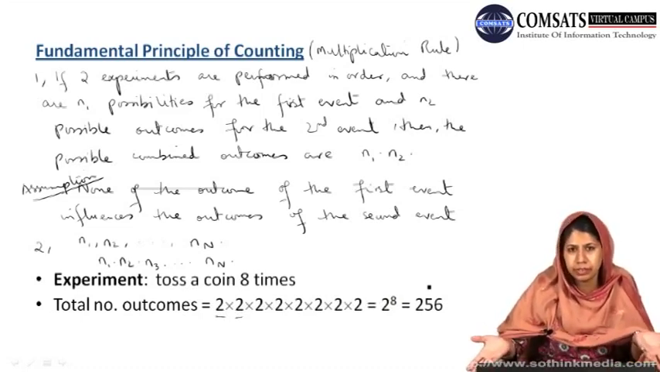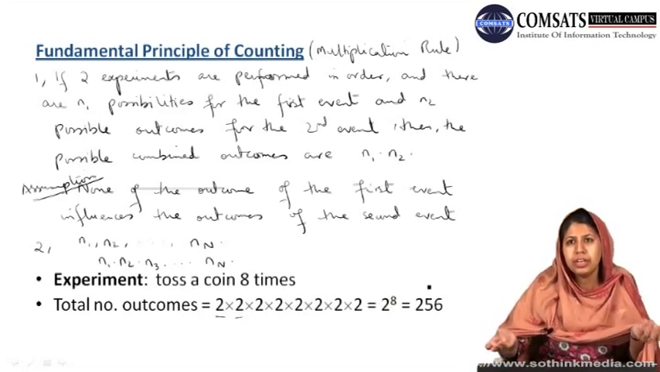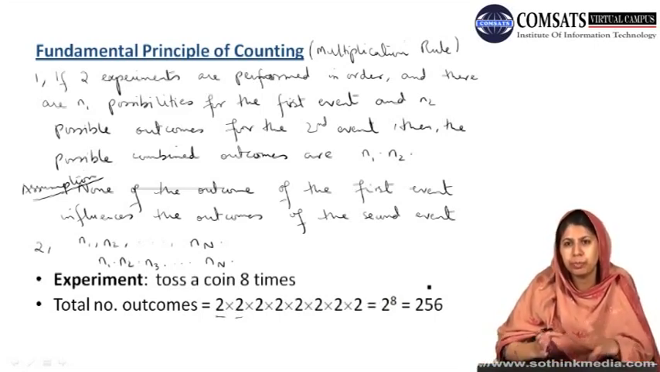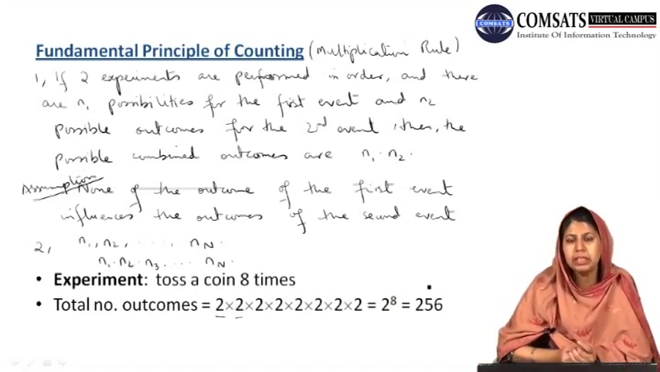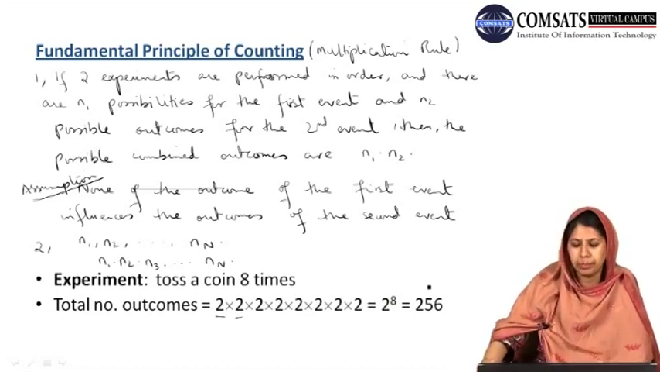So what we are doing in this fundamental principle of counting is, suppose we have some, let's say 10 events, and every event has a number of possible outcomes, let's say small n. Then the combined possible outcomes will be the product of the possible outcomes of each of the events.